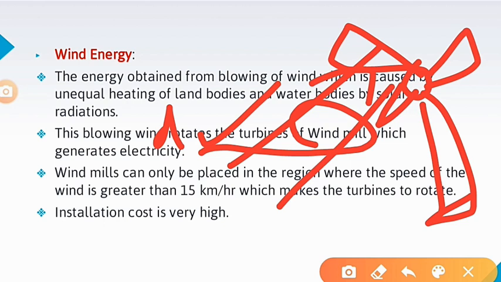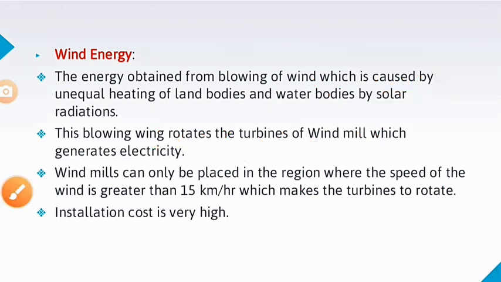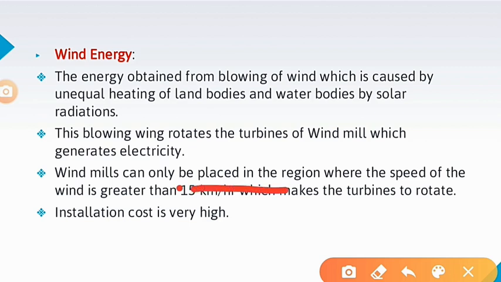Okay, now the main disadvantage is that windmills can only be placed in regions where the speed of the wind is greater than 15 km. Only if it is greater than 15 km will the blade rotate, and then only will the turbine rotate. And the other disadvantage is that its installation cost is high. Okay, so these are the few different types of sources of energy.